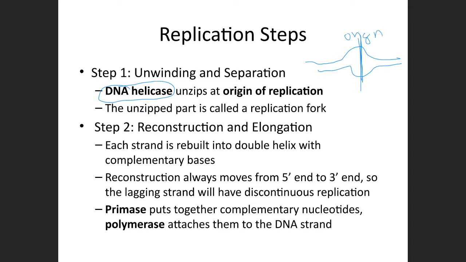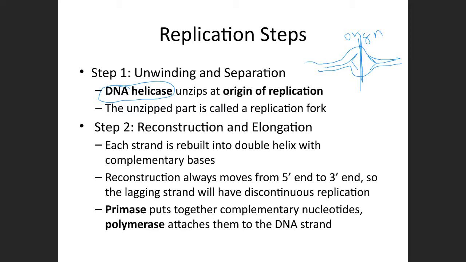This unzipped part, if we consider this a zipper and you're going along and then it's like a fork in the road, right? It splits. You've got one strand going one way, the other strand going the other way, so that's your fork. That's your replication fork. Okay, so how is the DNA then copied? We've now split it up and now we need to make a copy of each strand. So each strand gets its complementary strand built off of it based on what is read on that strand.